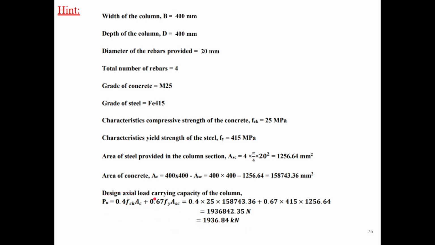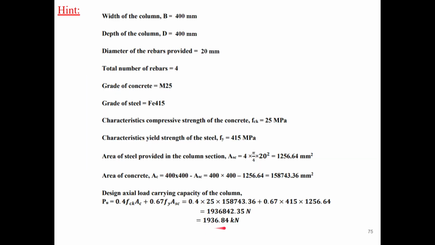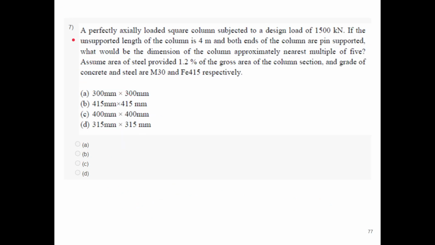So the design axial load carrying capacity of the column is 1936.84 kilonewton. It matches option D, so D is the correct option, which is 1936.84 kilonewton.